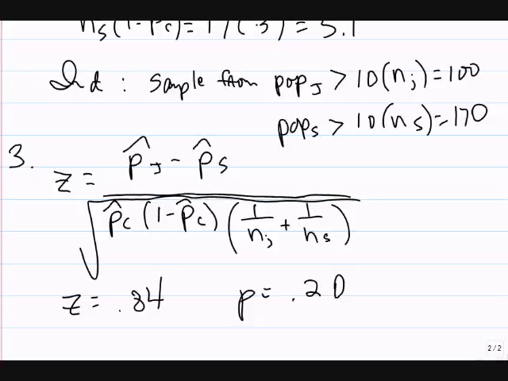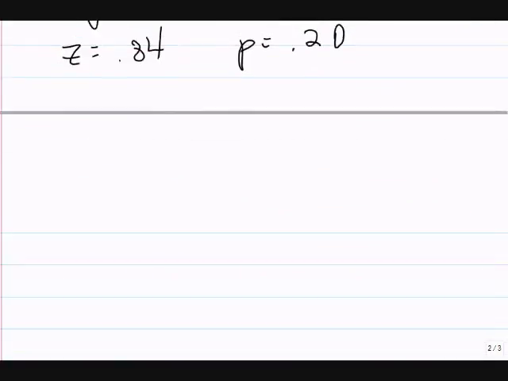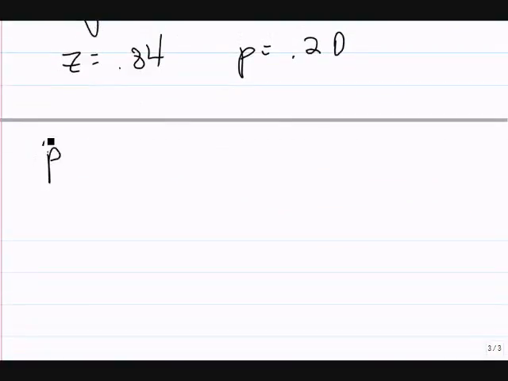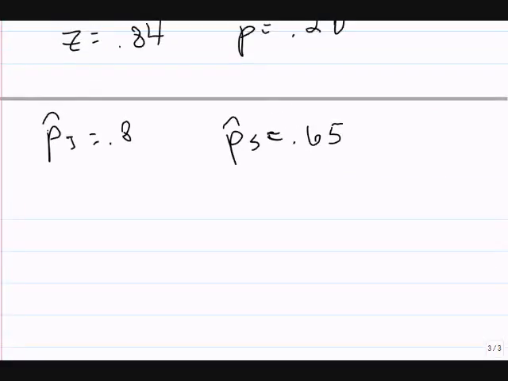If you were doing this on an exam, you would want to write out all the computer output. My sample proportion of juniors is 0.8. My sample proportion of seniors was 0.65. I can't remember if we wrote this out before. If we didn't, write it out again.